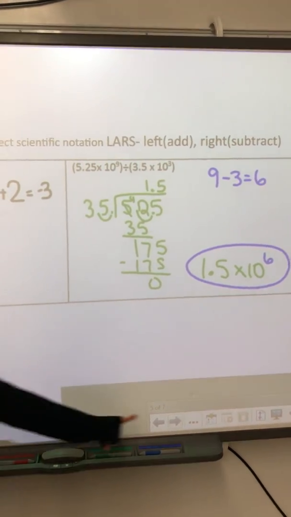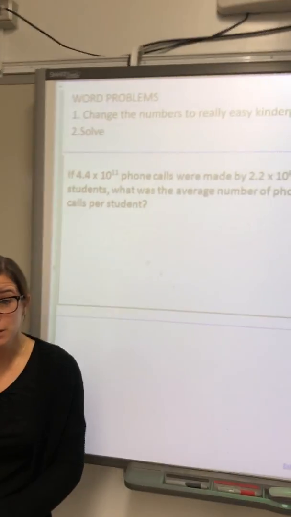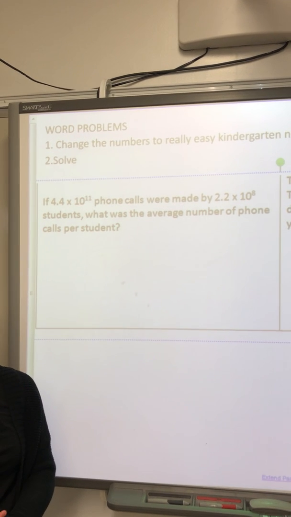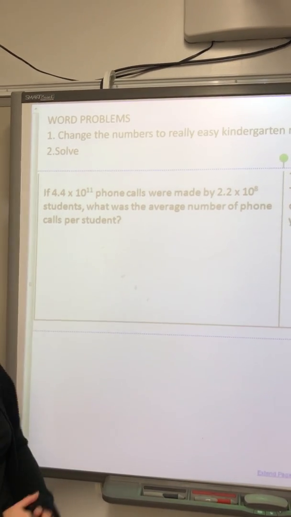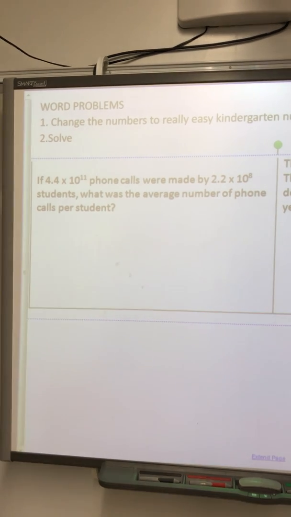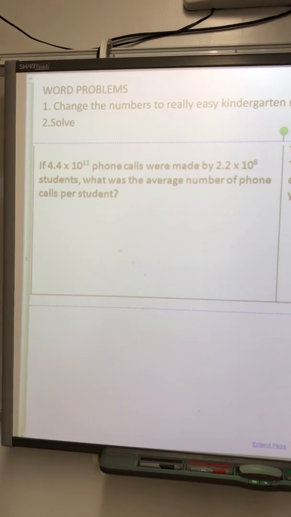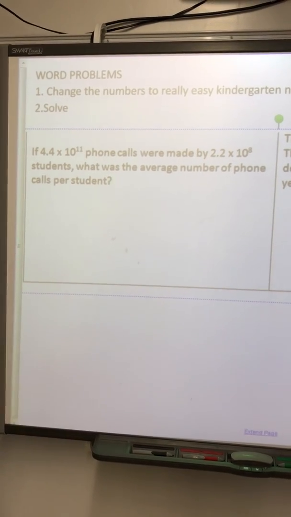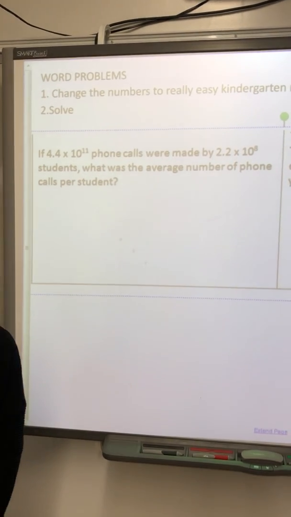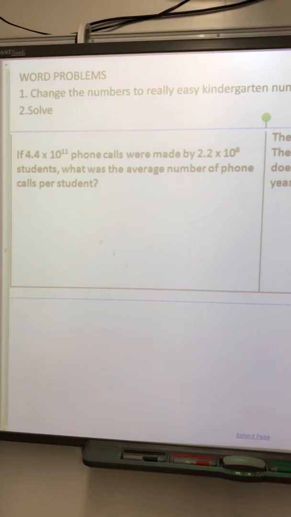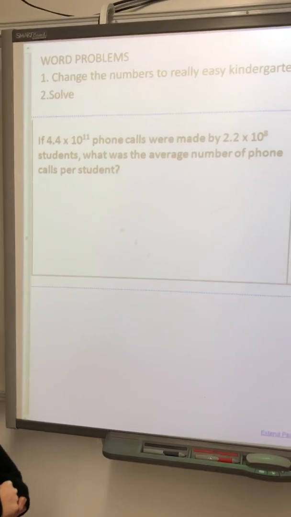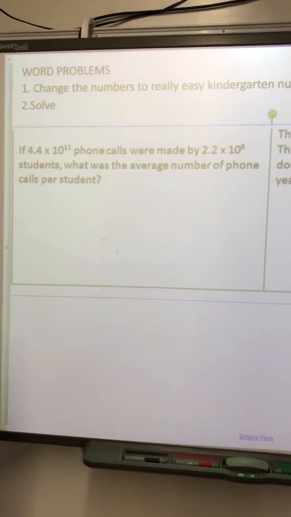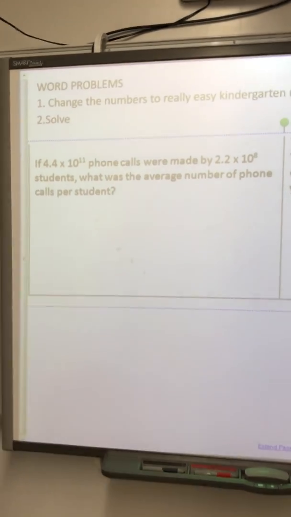Let's try our word problems. I'm going to do the same thing with word problems. If I want to know what operation I'm going to use, I change my numbers to kindergarten numbers. That way I know what I'm doing in my word problem. Let's start with the first one. If 4.4 times 10 to the 11th phone calls were made by 2.2 times 10 to the 8th students, what was the average number of phone calls per student? Well, let's change the numbers here. If 15 phone calls were made by 5 students, what was the average number of phone calls per student? What operation would we use here? We would use division. So let's do division.